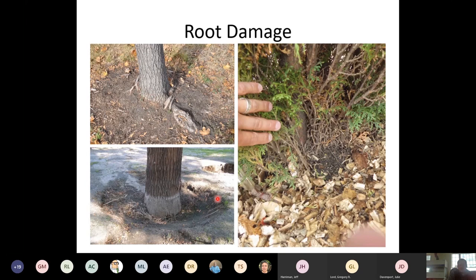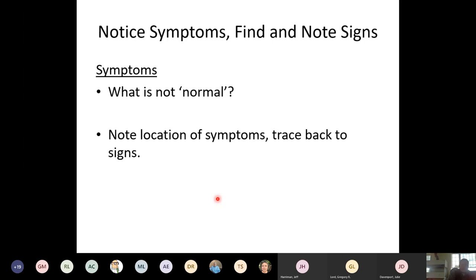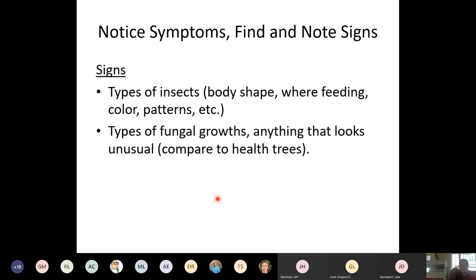So it's also important to know what's normal. Some trees look funny because that's what they were selected for in the nursery trade. So you've got to know what's normal so you know what's abnormal. And again, once you notice symptoms, you trace them backwards on the tissue and try to find signs. Sometimes it's very easy and sometimes it's a little bit more difficult. So signs are types of insects. The way you know what an insect is, you make note of the body shape, you look where it's feeding, you look at the color and different patterns of feeding. Also types of fungal growth, anything that looks unusual, you compare to healthy trees and you can again get clues to what's going on.